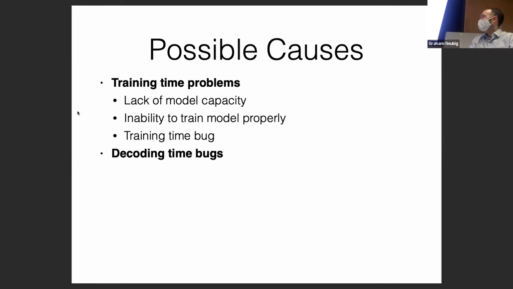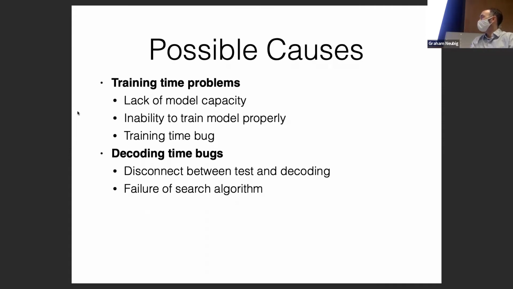Another thing is decoding time. I wrote decoding time, but maybe I should write test time bugs. And there could be a disconnect between training and test. So in other words, the function you implemented at training time is not the function that you are using to generate your outputs at test time. And this is particularly a problem with structured prediction problems like sequence generation or text generation. Another thing could be failure of a search algorithm. So your search algorithm could be failing to find the highest scoring output, which is also a problem.